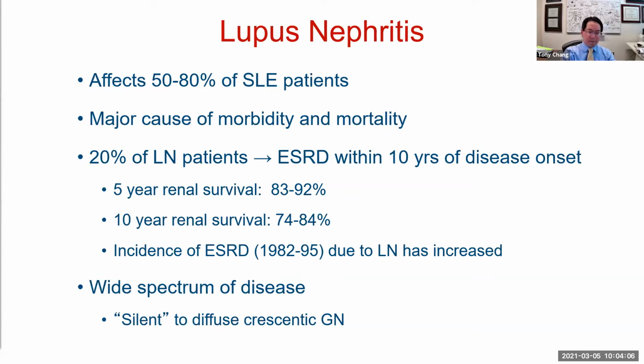As we all know, it's particularly common. It affects anywhere from 50 to 80% of lupus patients. It remains a major cause of morbidity and mortality. We've made a lot of progress over the last many decades, but there's still plenty of room for improvement when you start looking at 5-year and 10-year renal survival numbers. And the incidence of end-stage renal disease still can be fairly high, fairly substantial.